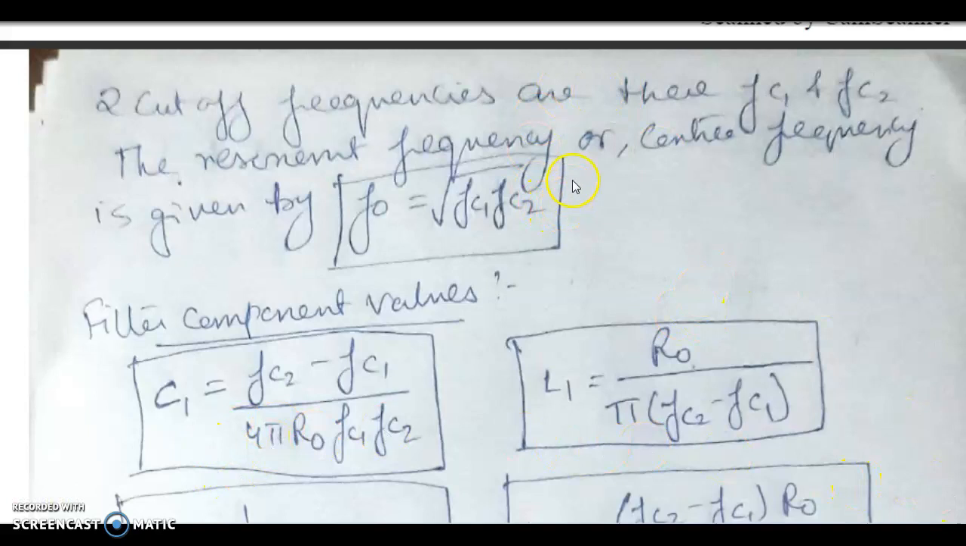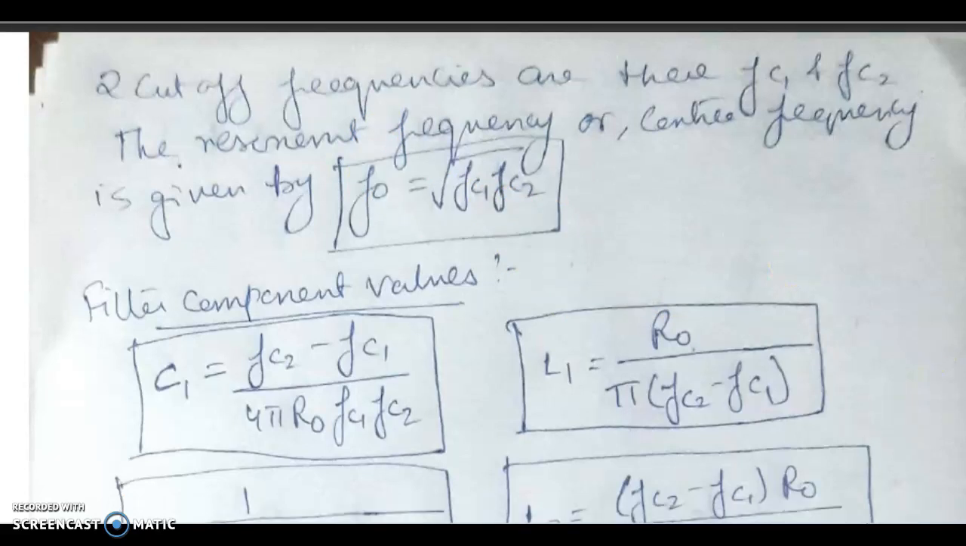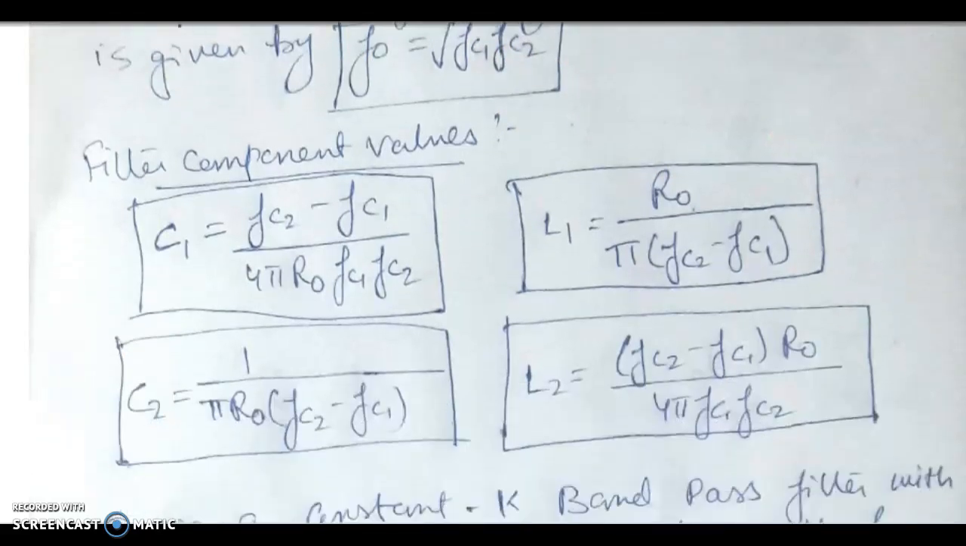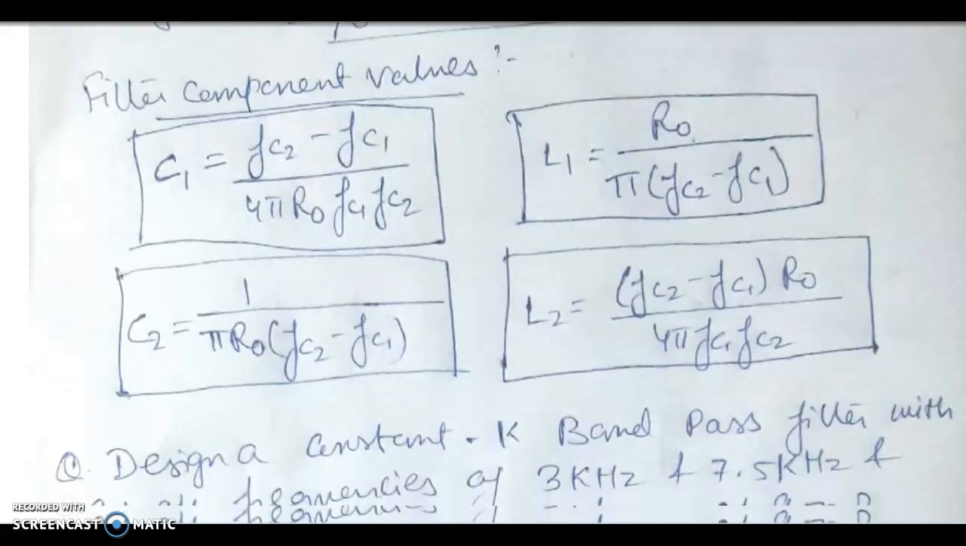Also in case of band pass filter, two frequencies are there, so their center point is also known as resonant frequency, which is given by F0 is equal to under root of Fc1 into Fc2. So we get these component values of the band pass filter.